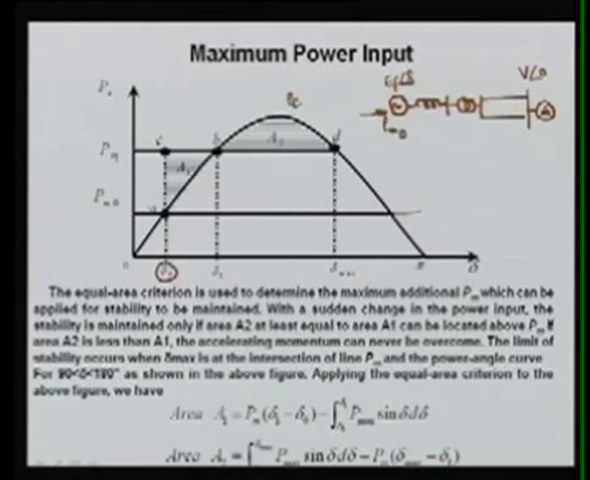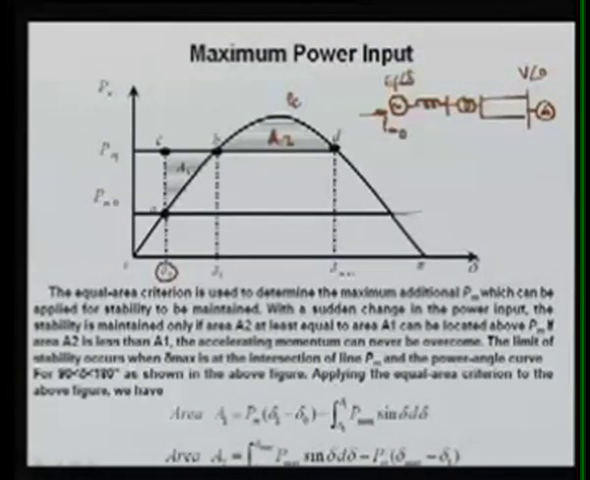With a sudden change in power input, the stability is maintained only if the area A2 is at least equal to area A1. That means this area may be larger, but it should not be less. If this area is less than A1, then your system is not stable.